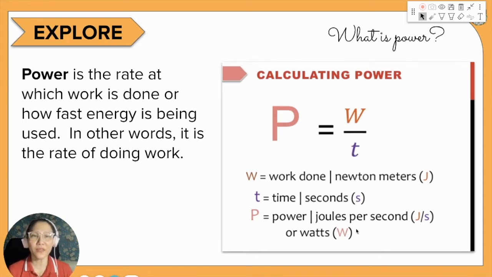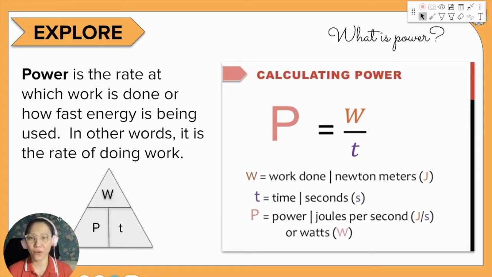Okay? And then just remember that W is the work done, and the equivalent unit for this is actually the joules. Okay, the joules. So please always remember the equivalent unit for each quantity. And then t is time, and its unit is the second, s. And then lastly, power is joules divided by seconds, or joules per second, right? And there's a special name for that, and that is the watt. So in other words, work has a unit of joules, time has a unit of seconds, and power has the unit of watts. So please remember those units again.